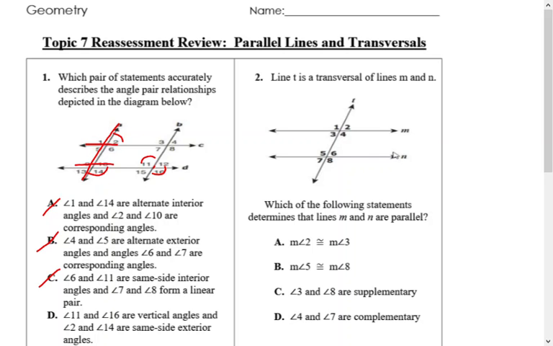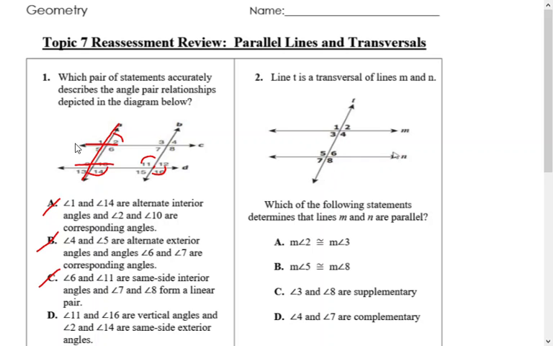Okay? And number 2, we're told that T is a transversal. We want to know which of the following determines that M and N are parallel. So if 2 is equivalent to 3, we know that's true. They're vertical, but that doesn't have anything to do with them being parallel. That's only about those 2 angles that we are looking at. What if 5 and 8 are parallel? Same thing. Vertical angles, they're not telling us anything about the other line to see if it's parallel or not.